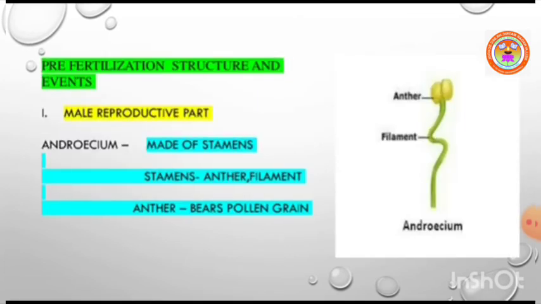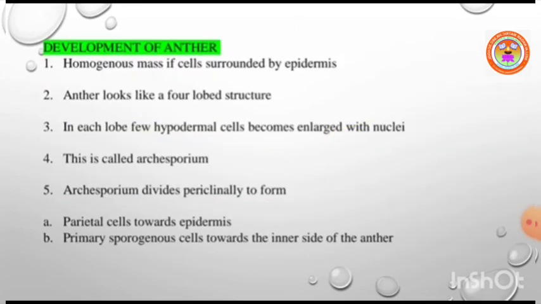Pre-fertilization: in the structures and events, we discussed the male reproductive part called androecium. It is a collection of stamens, or made up of stamens. Stamens contain anther and filament. Anther bears pollen grains. Development of the anther takes place from a homogeneous mass of cells from the floral primordium. Anthers look 4-lobed in structure.